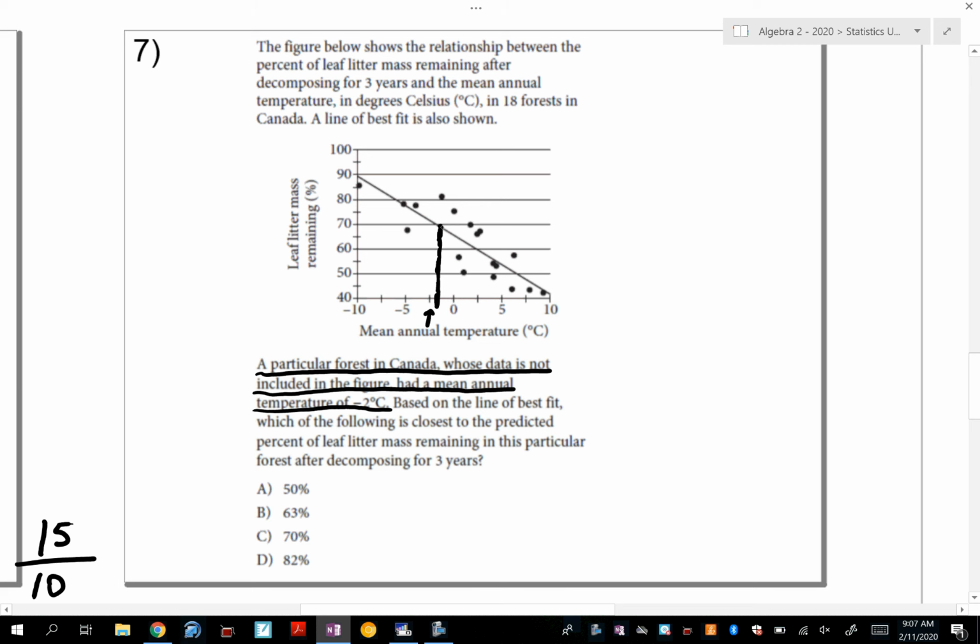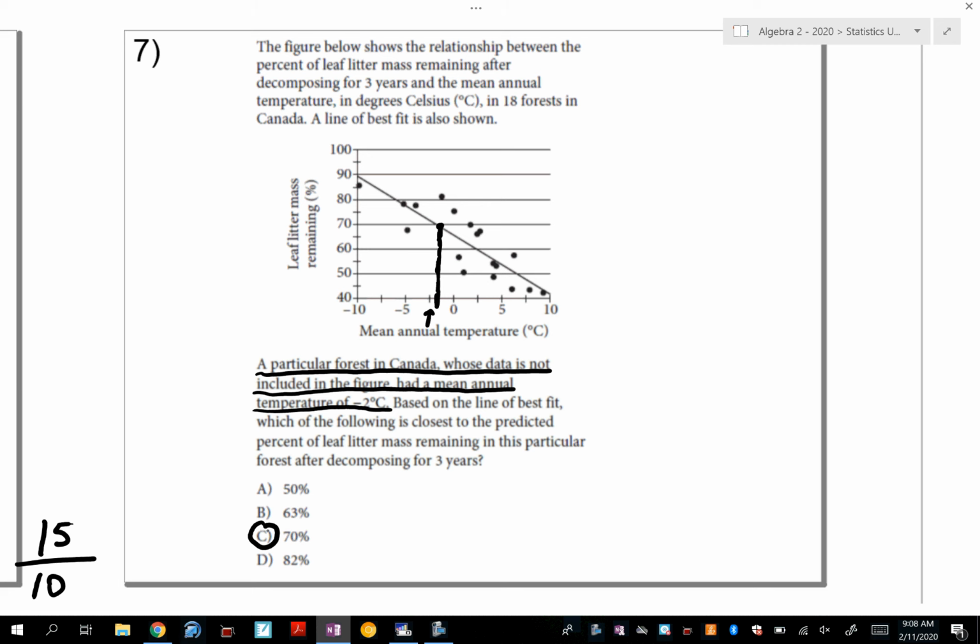So if I go up here, probably somewhere around there on the line, the y value is probably somewhere around 70%. So that's the predicted leaf litter mass remaining as a percentage. If I look at my answer choices, I'm looking for something that's around 70%. And lo and behold, answer choice C is exactly 70%. But I would have picked the one that is closest to 70% if I didn't see 70% there.